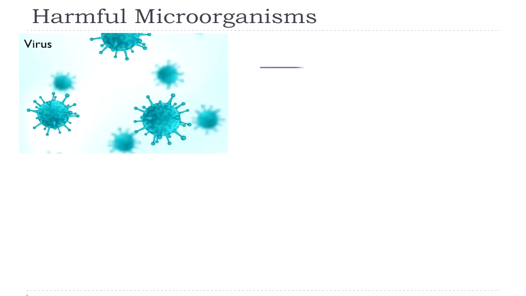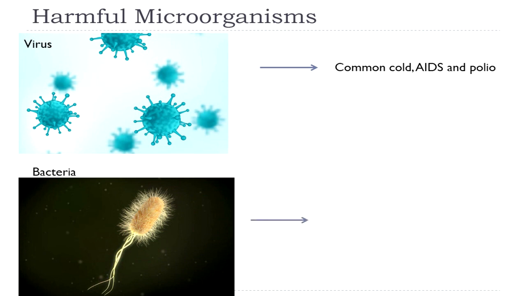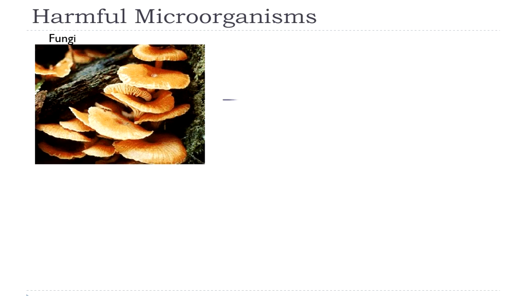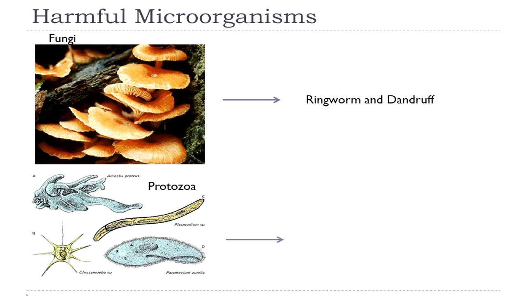Microorganisms can cause various diseases in our body. Viruses. Viruses can cause disease such as common cold, AIDS, and polio. Bacteria. Bacteria cause diseases such as typhoid, tuberculosis, and cholera. Fungi can cause ringworm and dandruff. Protozoa. Protozoa can cause diseases such as food poisoning, dysentery, and malaria. Microorganisms such as bacteria and fungi also cause the spoilage of food.